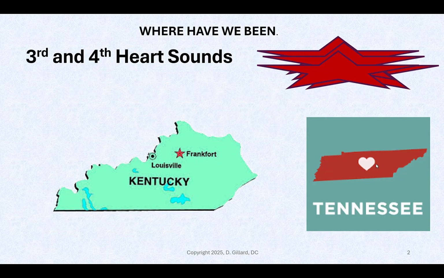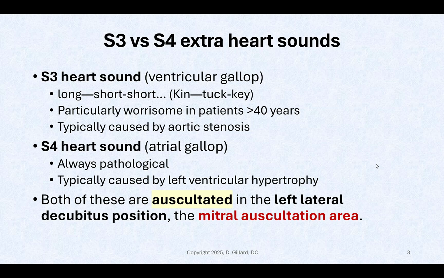Last time we talked about Tennessee and Kentucky, and we said those were kind of acronyms to remember the S3 and the S4 heart sound. Remember the S3 heart sound, that was a ventricular gallop, and it sounded like long, short, short, long, short, short, lup, dup, dup, like a galloping horse. Somebody said it sounds like Kentucky. Very worrisome in patients over the age of 40 years. Typically indicates aortic stenosis. The S4 heart sound is the atrial gallop.